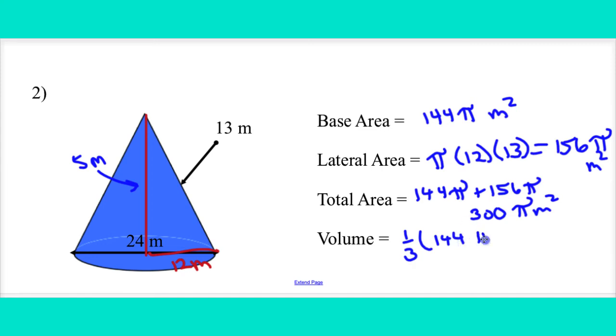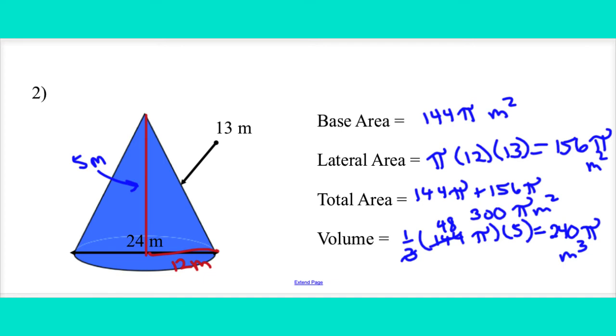So 1/3 times 144 pi times the height of 5. And I know that 3 goes into 144 evenly, because the digits of 144 add to a multiple of 3. So let's see, 3 goes into 14 4 times, and then 24 8 times. So we have 48 pi times 5. Let's see, 48 times 10 would be 480, but then I would cut that in half since I'm only multiplying by 5. So half of 480 would be 240. So 240 pi meters cubed would be the volume of this cone.